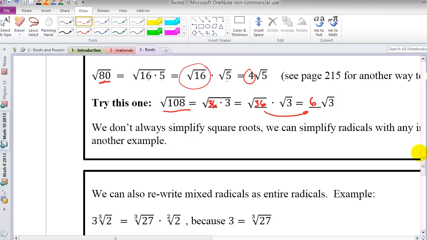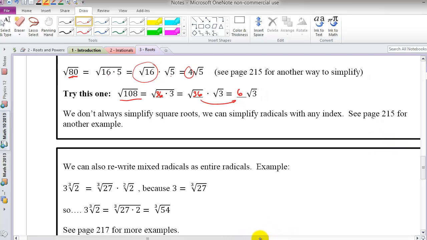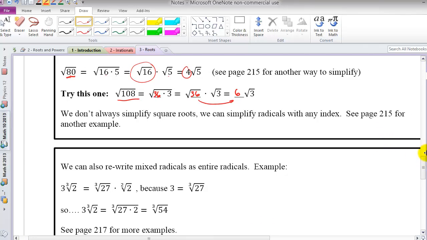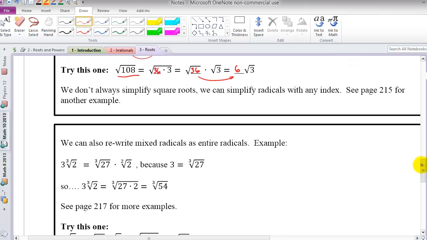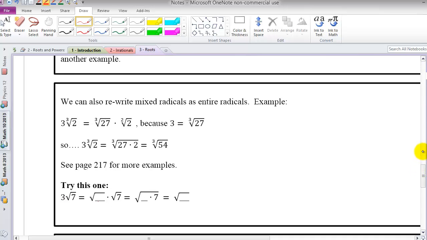Now we don't always simplify square roots. We can actually simplify any radicals with any index. The textbook has more examples on page 215, and in your practice problems you'll be doing some other ones. So that's simplification. On the other hand, we can also rewrite mixed radicals as entire radicals.